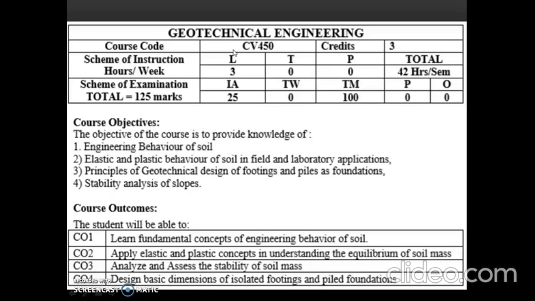Geotechnical engineering has the course code CV450. Altogether, there are 3 hours allotted per week, and in total it is 42 hours per semester. There are 25 marks for internal assessment and 100 marks for the final examination. So the total marks allotted for this course is 125. There are 4 course objectives.